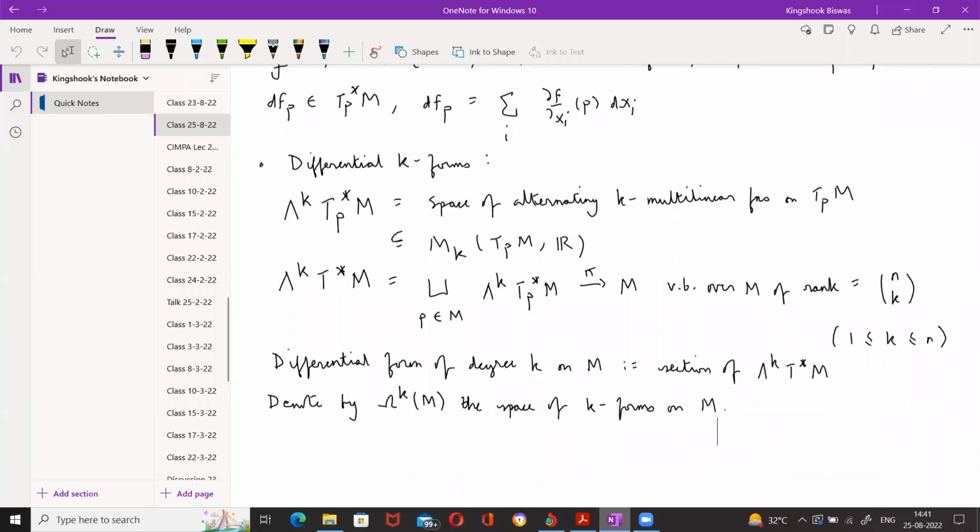Okay, so we have the space of k-forms on a manifold, Ω^k(M). Ω^k(M) is nothing but the space of sections of wedge^k T^*M, Γ(wedge^k T^*M). And so now, what do differential k-forms look like in a chart?